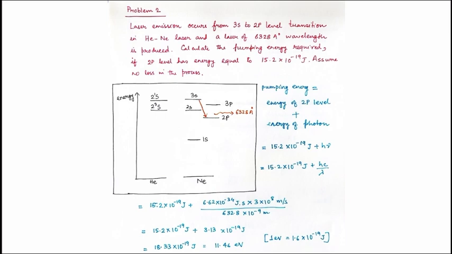So finally we get the energy as 11.46 eV. That is the total energy. We have converted from joule to eV, because 1 eV is 1.6 into 10 to the power minus 19 joule.